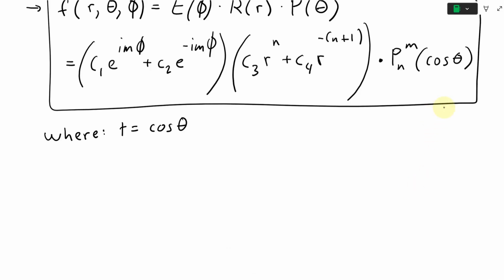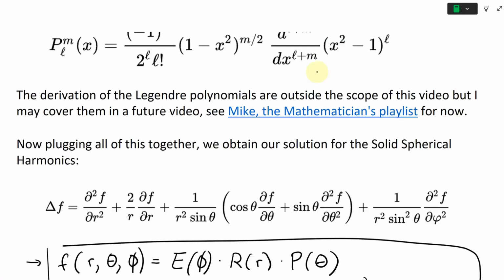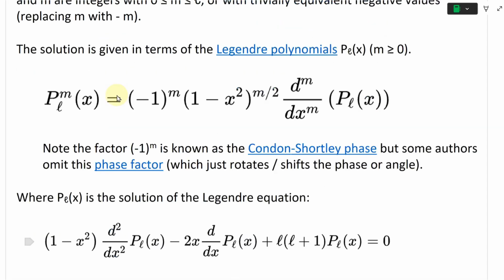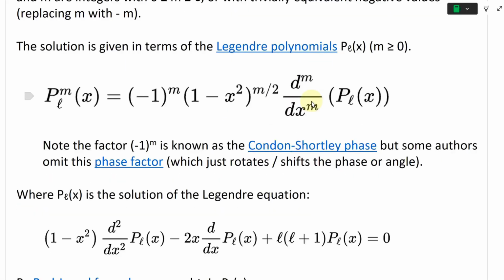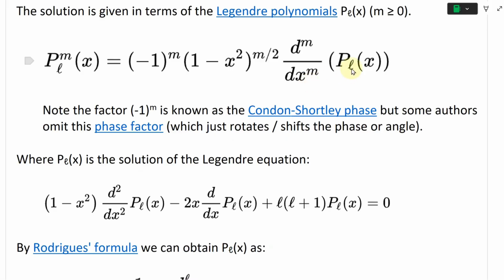And right here, this is going to be our P_n^m. I'm going to put a t now instead of cosine theta. So that equals, and then we put this set up here. So this is going to be negative 1 to the power of m, and then times 1 minus x squared to the power of m over 2, but that's going to be a t. And it's d^m over dx^m and then P_l of x.